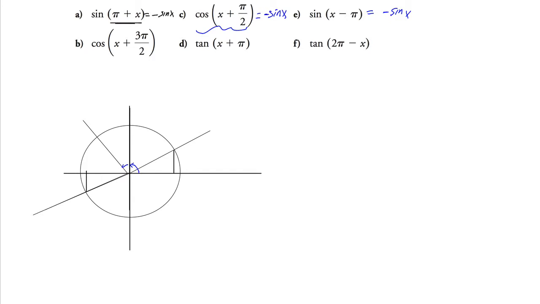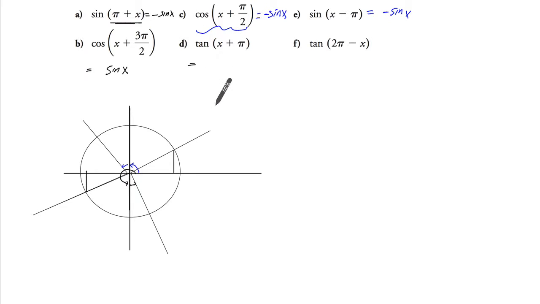3 pi over 2. This is also a cofunction identity. 3 pi over 2 is rotating right here, and then further another x. So from that we know that this changes the sign of x, the relative angle, to sine of x. Cosine is positive in that fourth quadrant, so it's equal to the positive sine of x.